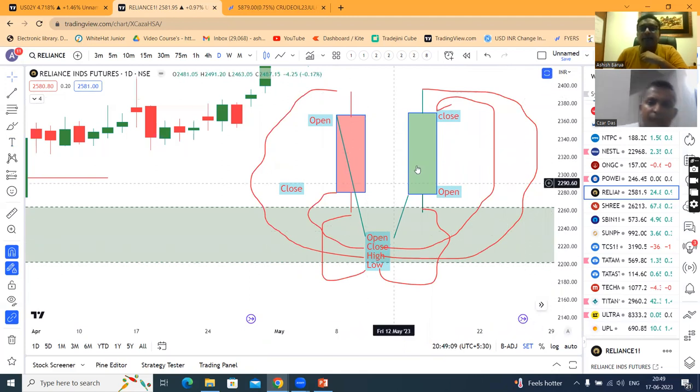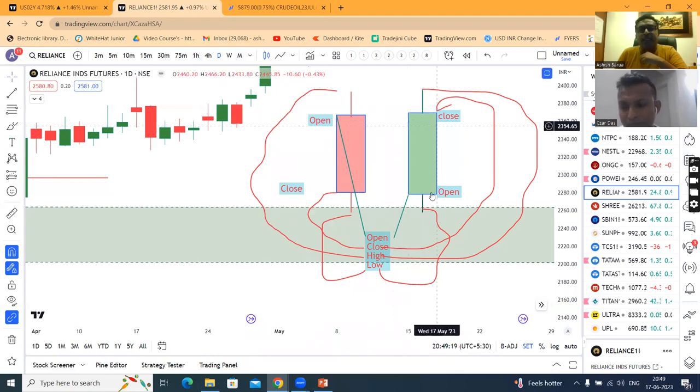So here, the candle part, depending on whether you're taking the daily time frame or hourly time frame or monthly time frame, depending on that, 5 minute, 15 minute, whatever is there, it describes this much information.